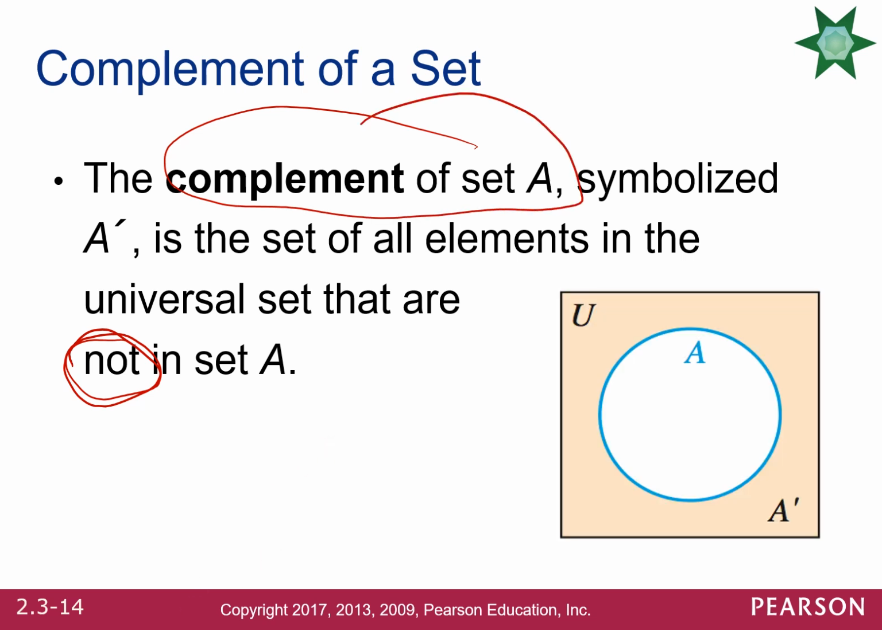Let's look at a diagram here. We have our rectangle containing the set of universal elements, and then we have a circle which represents the elements in set A. So when we talk about A dash, then we are looking at all the values outside of set A, the elements that are not in set A. So those elements would exist outside this circle but within the rectangle.